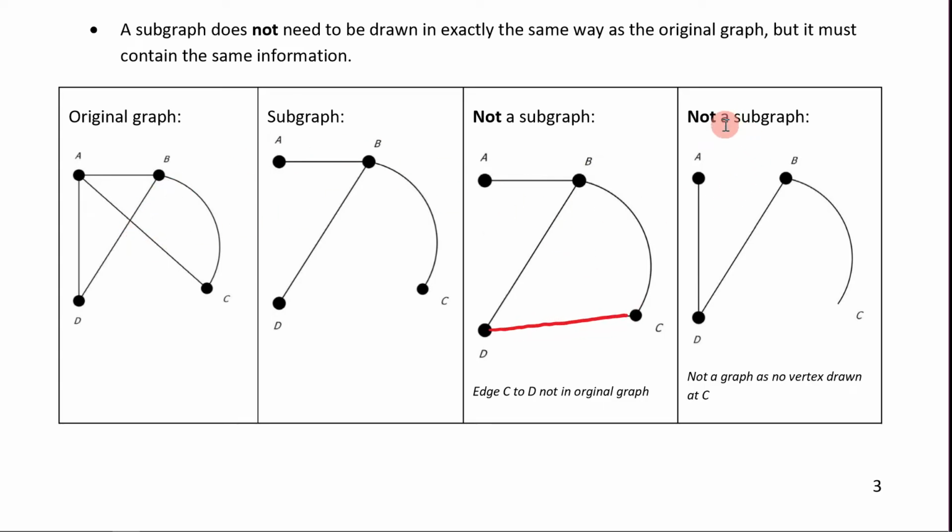And this is also not a subgraph. The reason why this one is not a subgraph is because we've got that, we've got that, we've got that. But look, they have not drawn in C. So where is that edge going to? They haven't drawn in C. So not a graph, as no vertex is drawn at C.